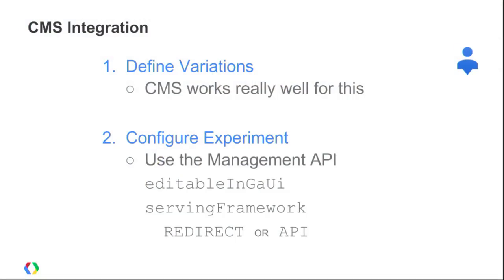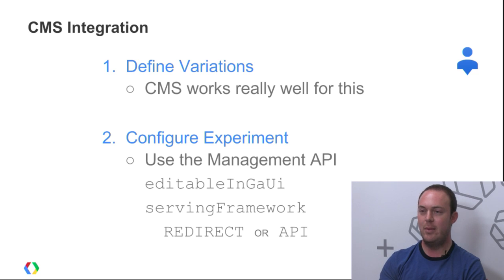And then you need to configure the experiment. This can all be done through the API. You can imagine you would create the variations in the interface of the content management system. At that time, it would ask you if you want to run an experiment. And then you would use the management API to create that experiment in Google Analytics.